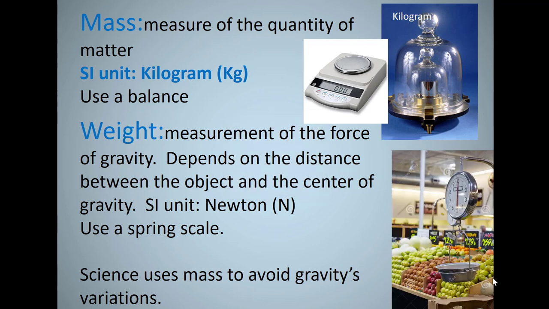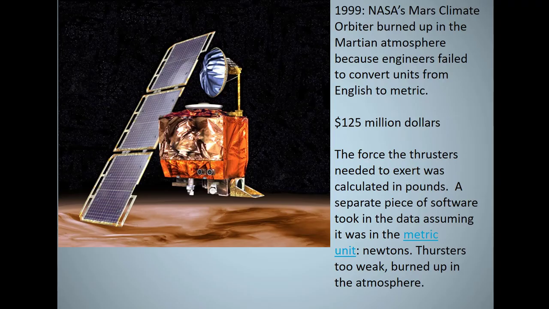You might be familiar with a spring scale at the grocery store. This is measuring weight. The spring goes down and it tells you the weight of your apples. NASA has actually gotten in trouble using newtons versus mass, or in grams or kilograms.